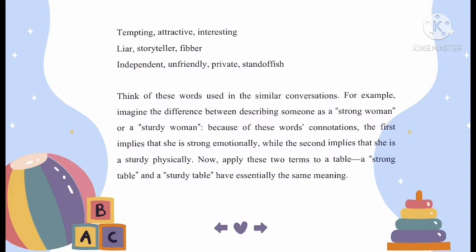For example, imagine the difference between describing someone as a strong woman or a sturdy woman. Because of these words' connotations, the first implies that she is strong emotionally, while the second implies that she is sturdy physically. Now, apply these two terms to a table. A strong table and a sturdy table have essentially the same meaning.